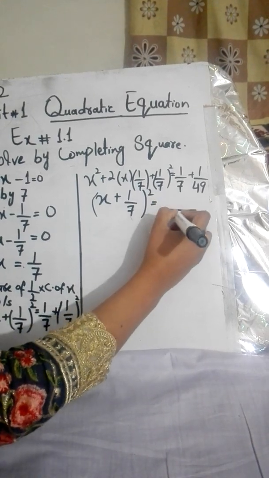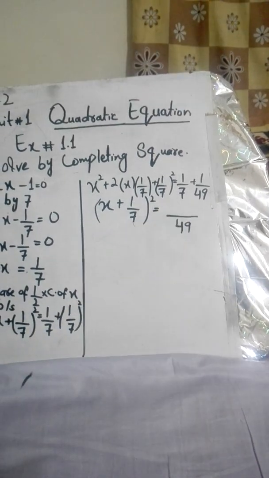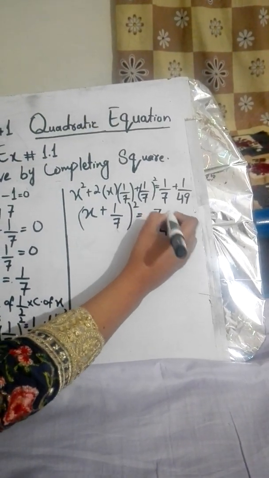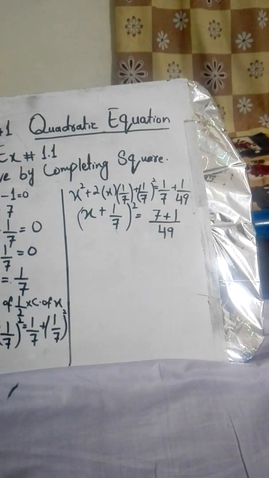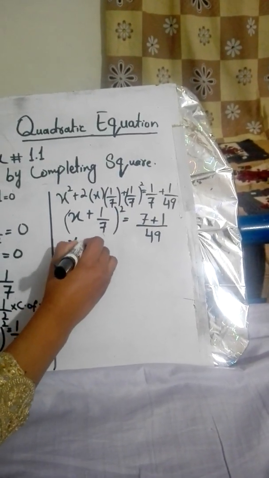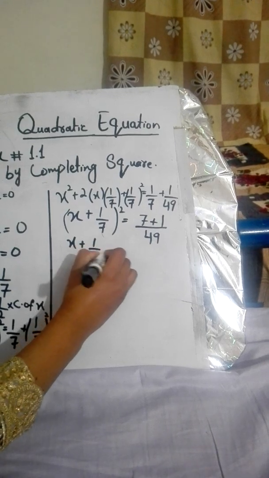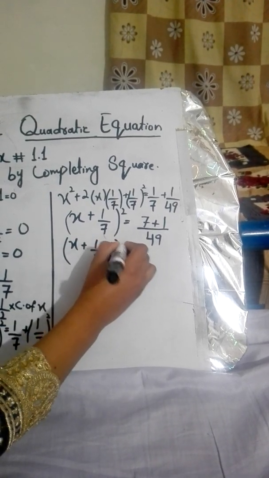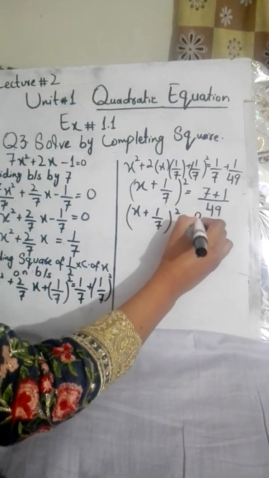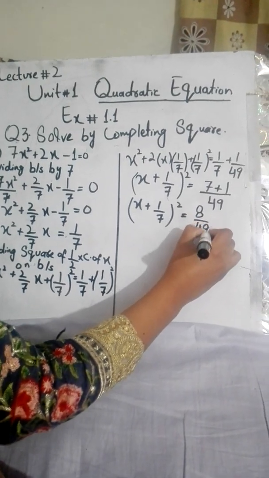And on this side I am going to take the LCM. 49 will be the LCM. 7 times 7 is equal to 49. So we multiply 1 by 7 plus 1. Now the next step is x plus 1 by 7 whole square is equal to 8 by 49.